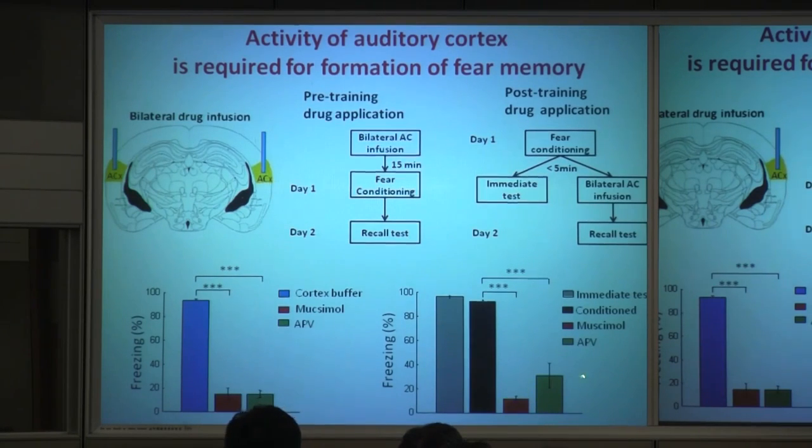The activity of the auditory cortex is still required after learning. So somehow activity is still going on in there in order to keep the memory. So this is where we say, well, the auditory cortex is somewhere maybe the long-term memory stays.